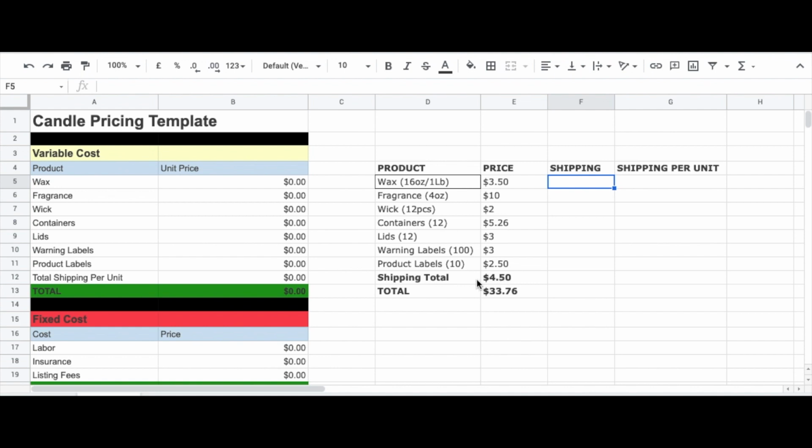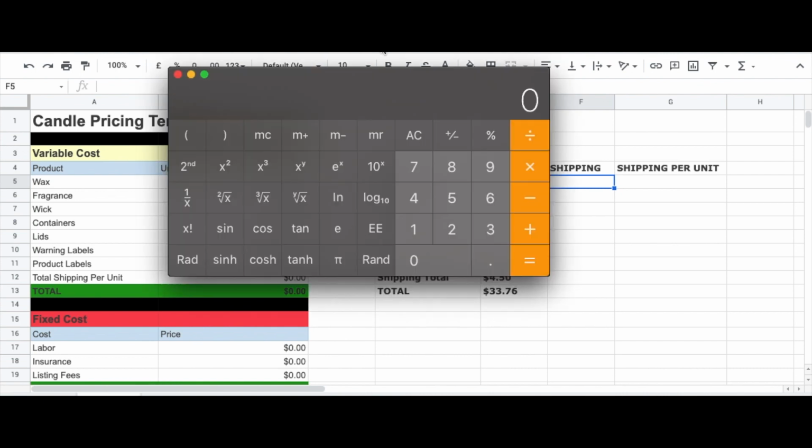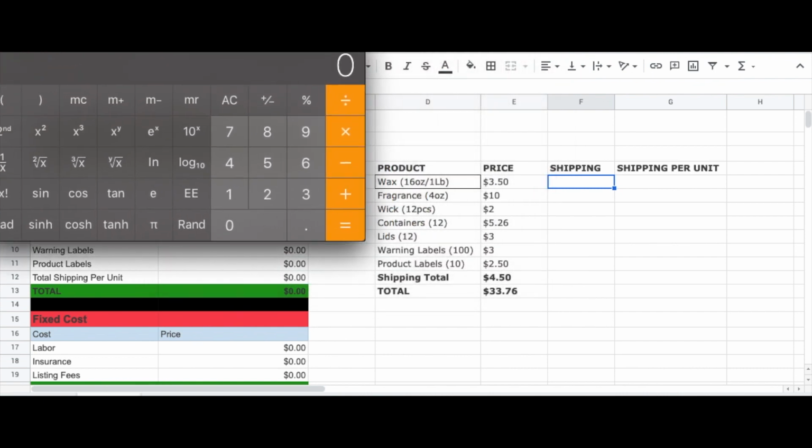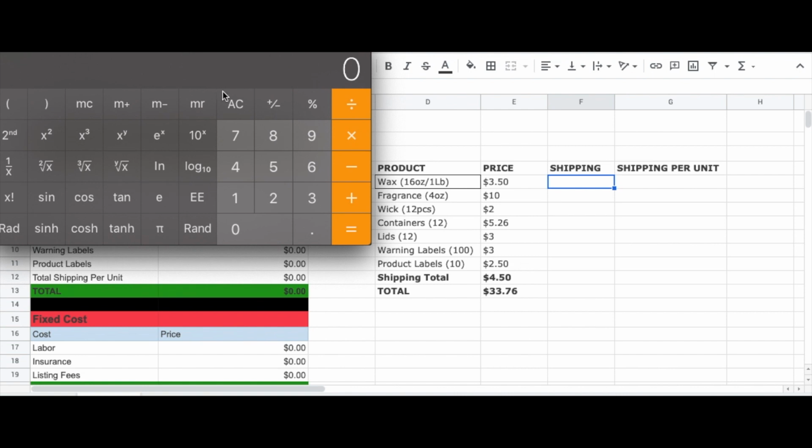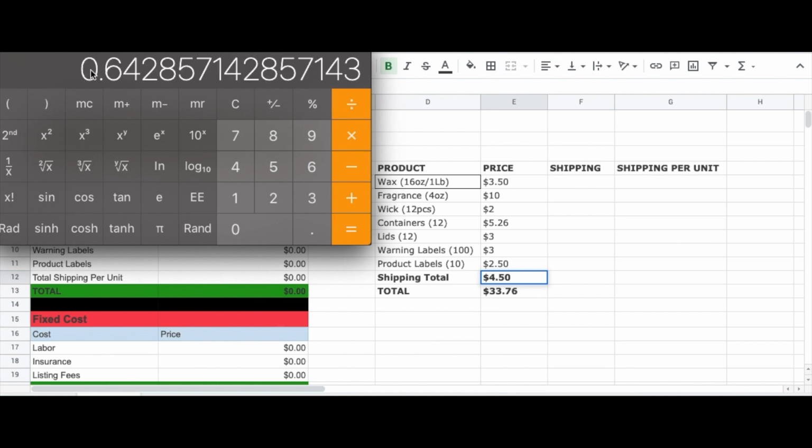We're going to divide this by the total number of products bought. So we bought 7 products. So 4.50 divided by 7. So guys, pull out your calculator. I'm going to pull this up to the side so you can see clearly what I'm doing. And yeah, so we're going to do the total shipping. 4.50 divided by 7. So that is 0.643.